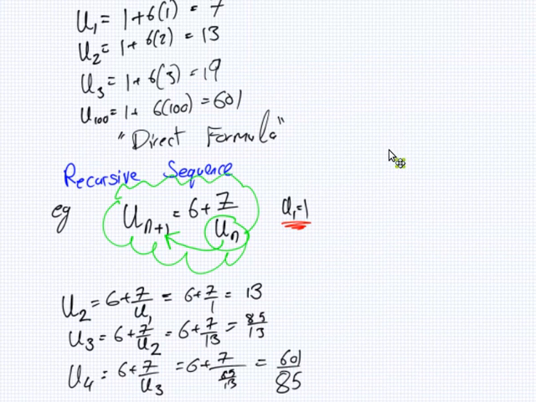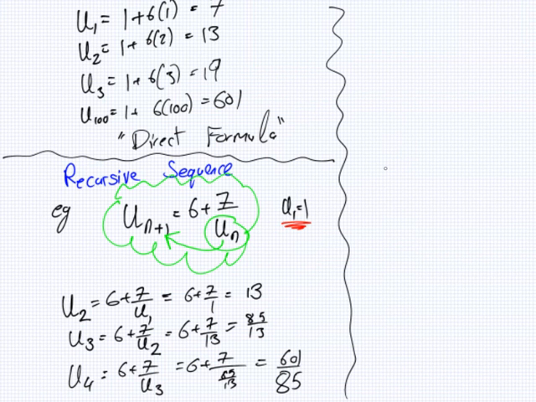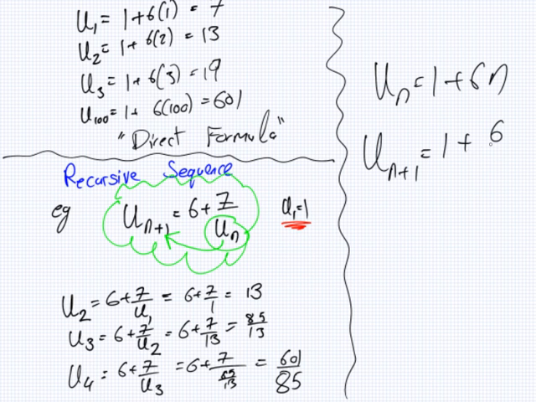Here? Yeah. Right. So what's the big difference between the two? If I said u_n equals 1 plus 6/n, or if I said u_(n+1) equals 1 plus 6 over u_n, what's the big difference between these two formulas, the direct and the recursive? What's the big deal between them?